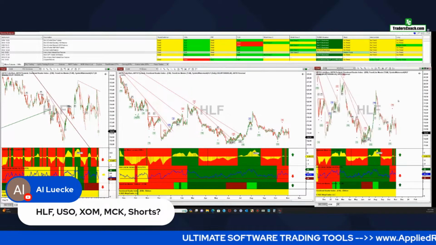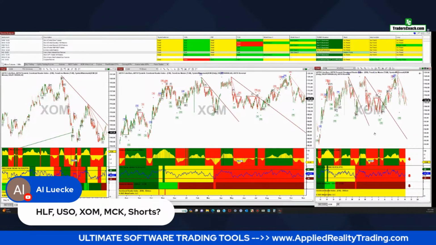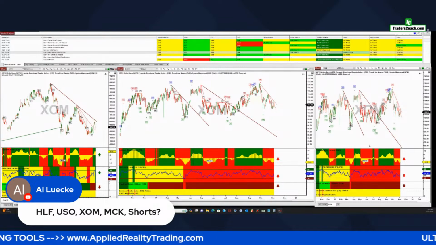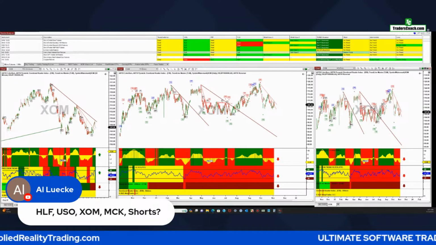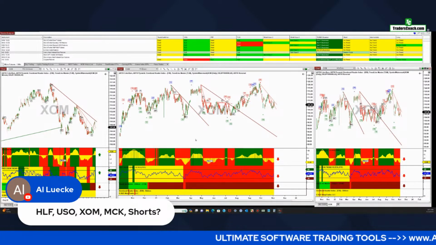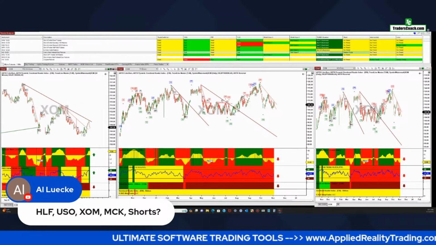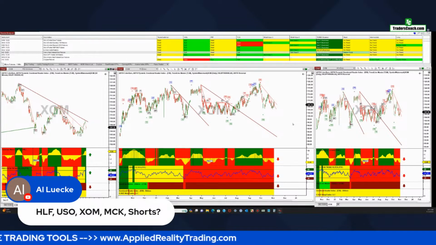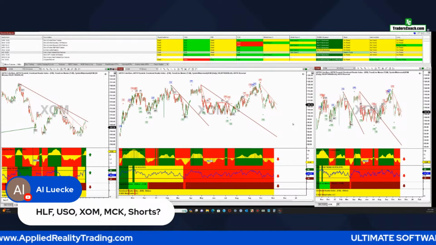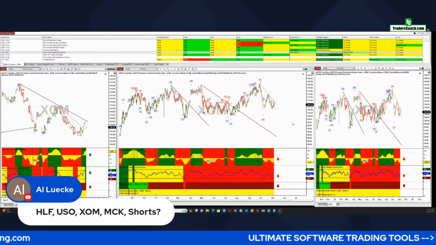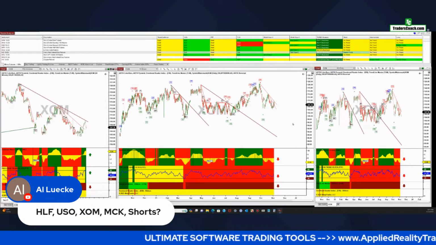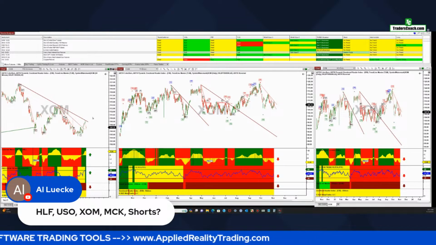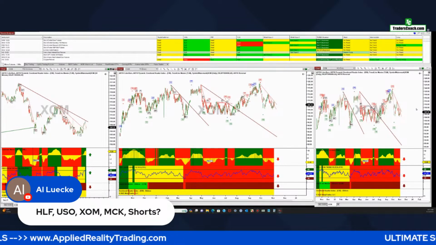ExxonMobil, XOM, let's see what that bad boy is doing. I know you're thinking of shorts on here. A quick way of knowing if something is good for a short is to look at the PTFs first across all three time frames. You've got a green one on the short time frame. So even though the dominant trend is down based on the PTFs on the longer time frames, you're having a little bit of a correction to the upside here. Call it profit taking, call it whatever you want. But the bottom line is if you're considering going short, you want to wait for that 60-minute chart to turn bearish. So I wouldn't go short on this one yet.